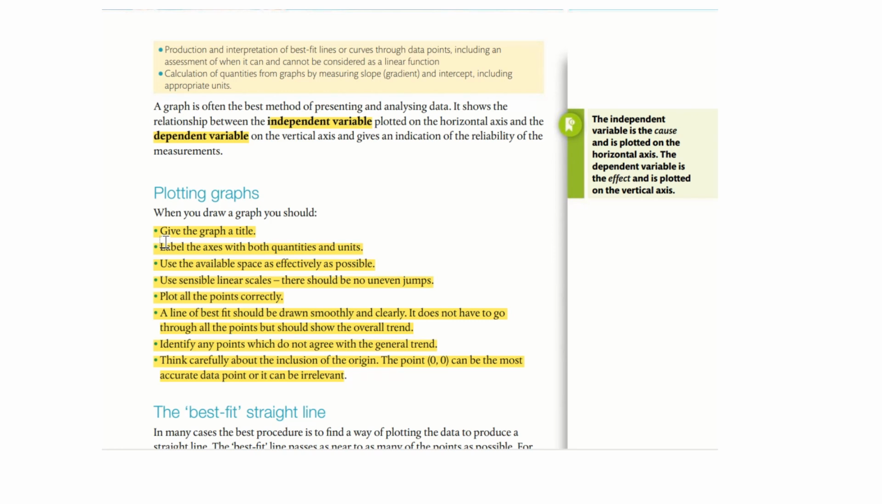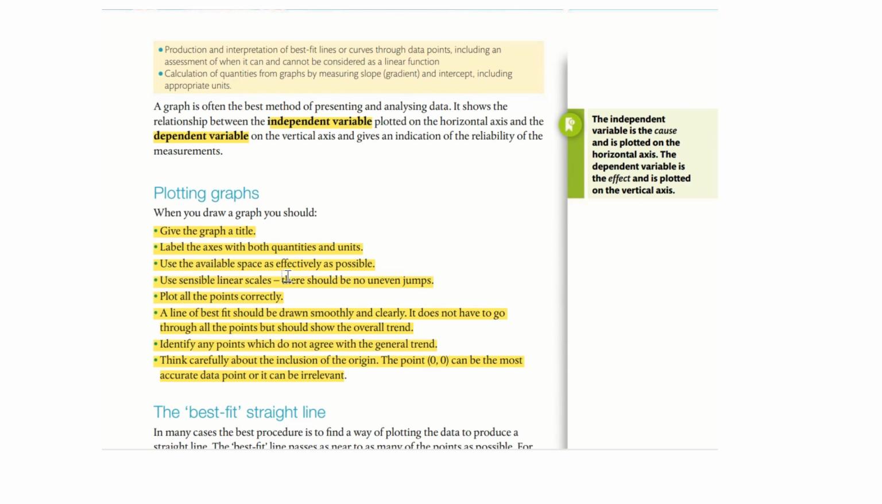So the important thing, number one, is to give your graph a title, and that title should clearly show the relationship between your dependent and independent variable, the effect of temperature on, the effect of the particle size on, etc. You need to label the axis with both quantities and units, which means that if I'm talking about temperature, I need to say what I'm measuring the temperature in. If I'm talking about concentration, you need to talk about moles per decimeters cube, etc.